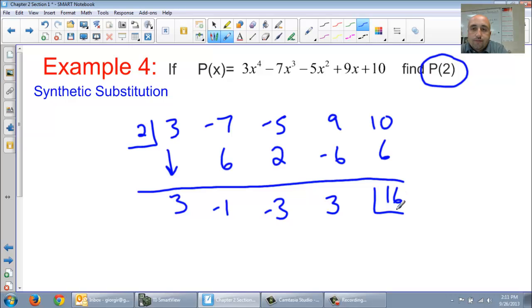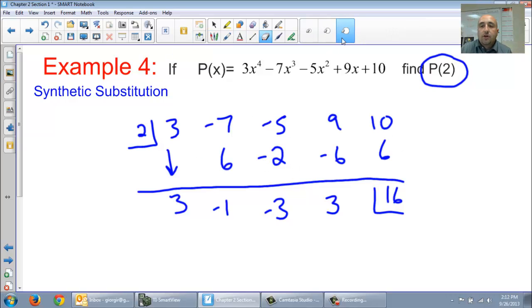Let me just make sure that I'm doing the right steps here. 4, 3, 2, 1, 0. 3, negative 7, negative 5. So first, we brought down the 3. 2 times 3 is 6. Negative 7 plus 6 is negative 1. Negative 1 times 2 is negative 2. I knew I made a mistake in there somewhere.